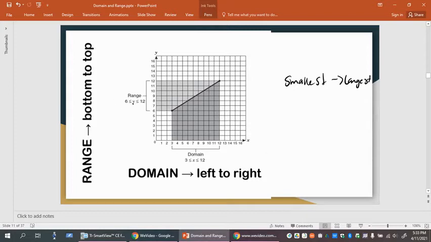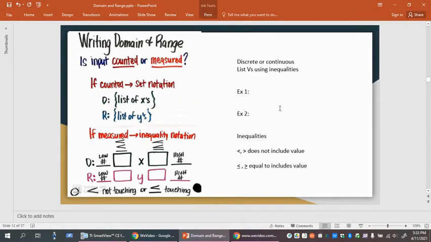So no matter if I have a quadratic that has a vertex at the bottom and then goes up, that would be our bottommost point. Or if we have an exponential function and it goes from negative to positive like this, we would look from left to right for our domain, and we would look up and down to see what would be our range.